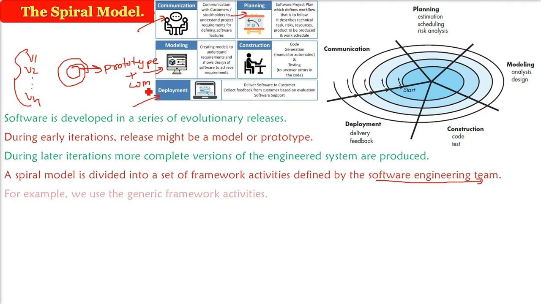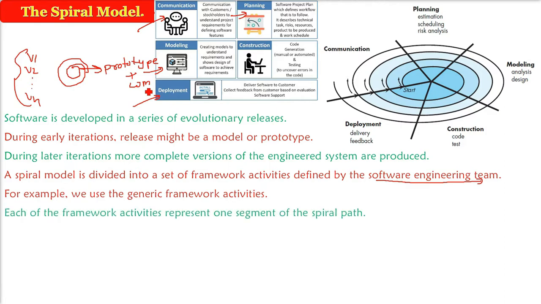So the spiral model is divided into, if you take a circle, there are certain segments. You can call it a sector. Every sector will represent a framework activity from communication till deployment. For example, we are starting with communication. This segment of the spiral is for communication, because you are communicating and getting the requirement from the user.